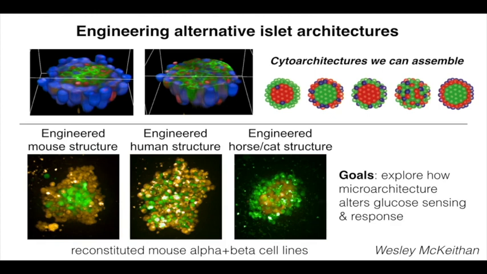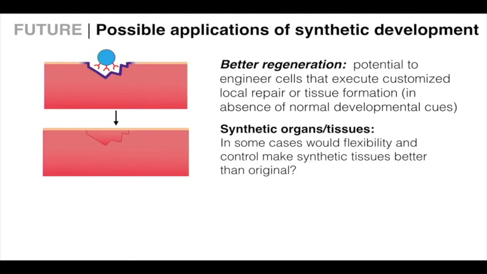And our goal is to now start looking at these both in vitro and then also transplanted into mice to see how the microarchitecture alters the glucose sensing and response. And it's really the first case where we are interested in seeing whether we can, again, alter the linkages structurally in this multicellular computer, if you will, to get different kinds of behaviors. And that's work that Wesley McKeithen is starting.